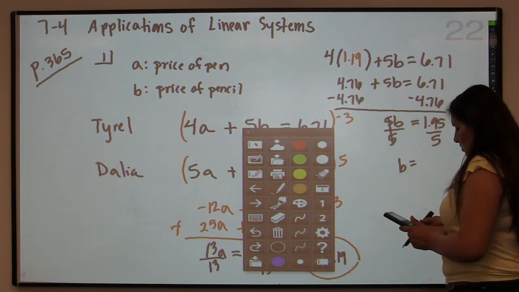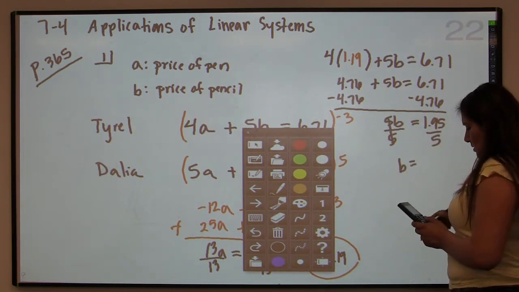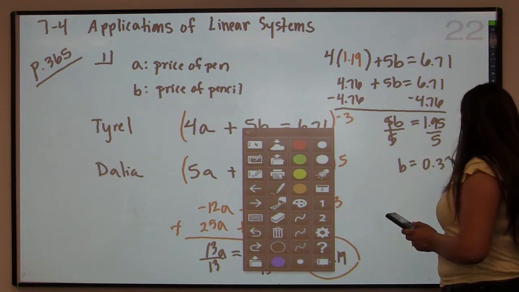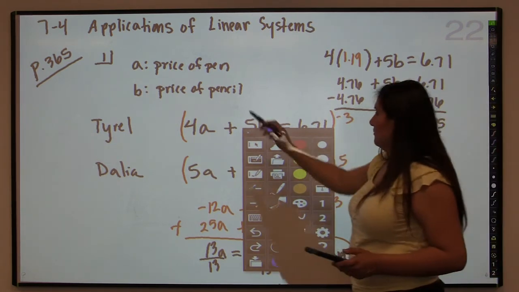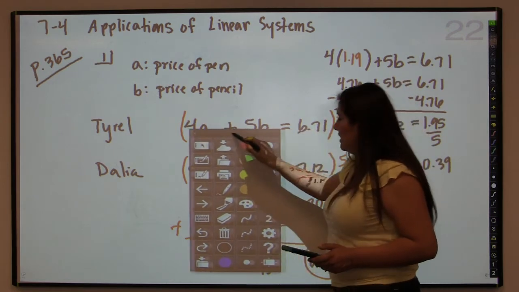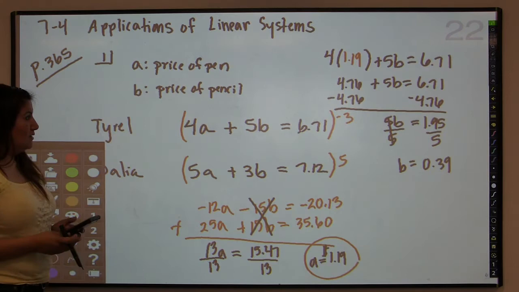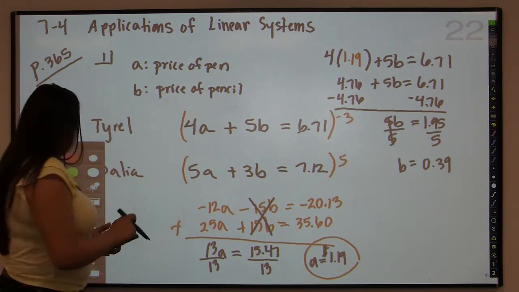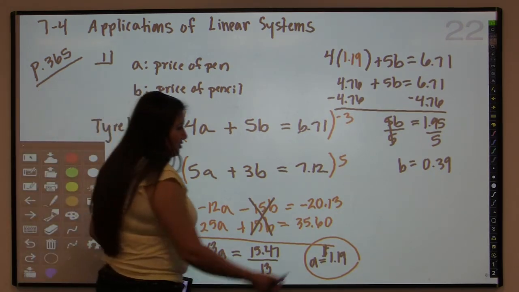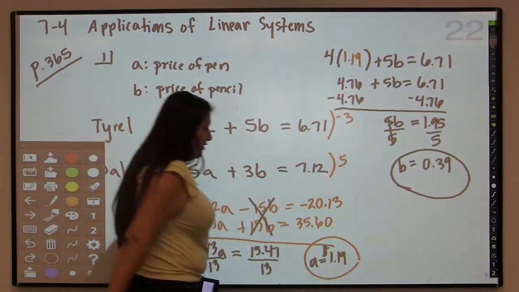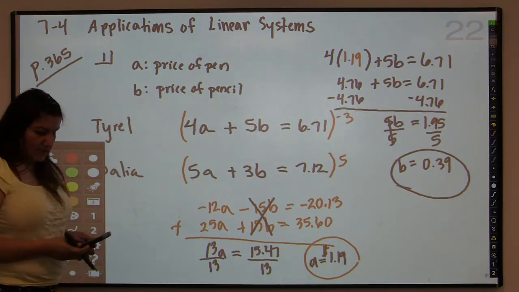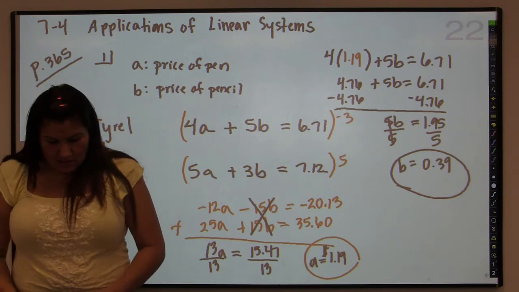And B equals 0.39, which means the price of the pencil is 39 cents. And the price of the pen was $1.19. So the pencils are cheaper than the pens, which makes sense because they're probably cheaper to make. So those are your answers for this problem, and that's how you solve that question.